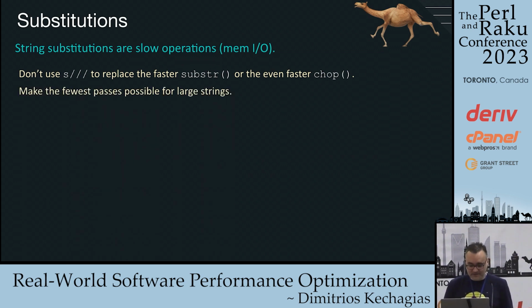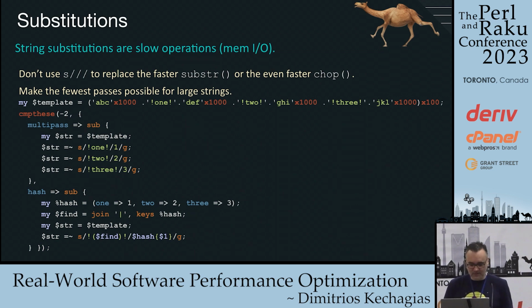Again, make the fewest passes possible for large strings. Sorry, I'm creating here a mock template. By the way, all the code is on GitHub. We'll have a link so you don't have to read all of it. And if I'm going too fast.